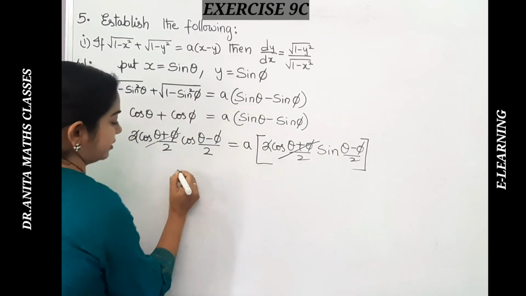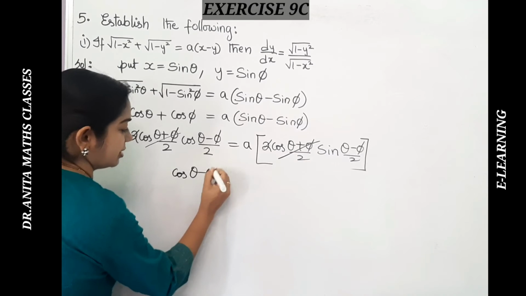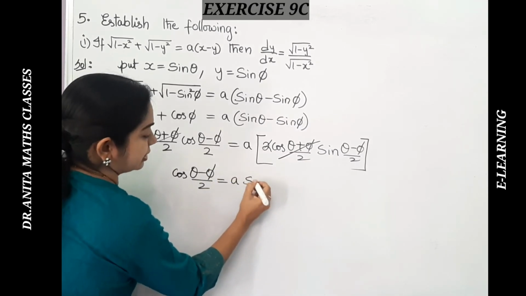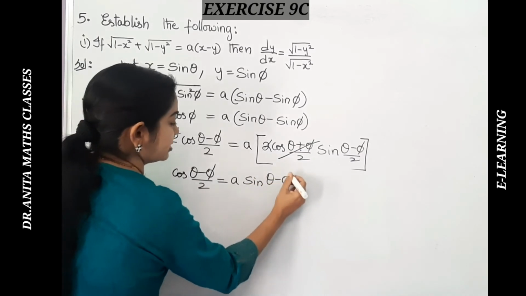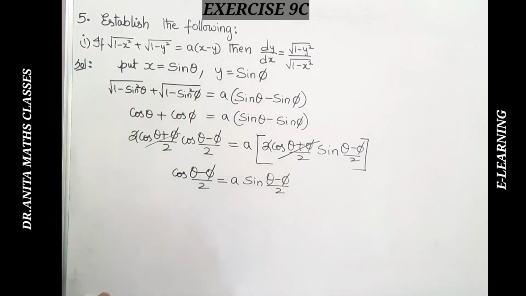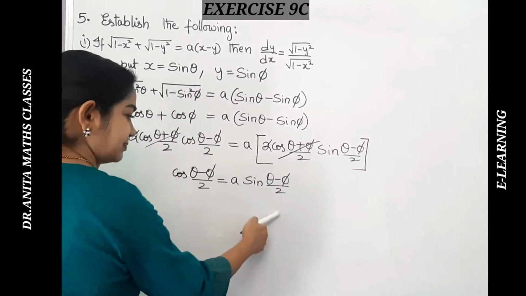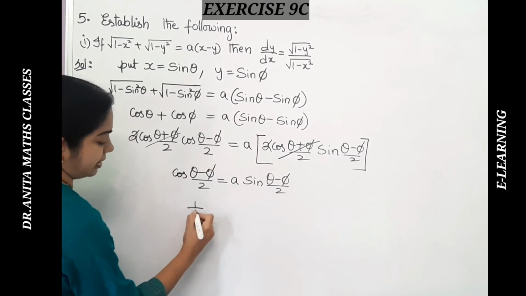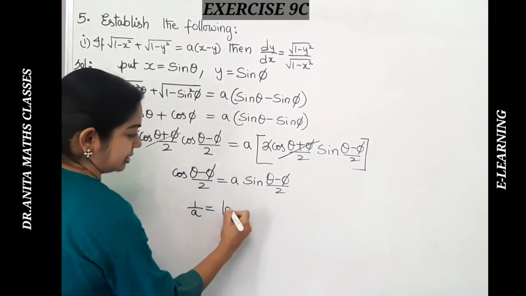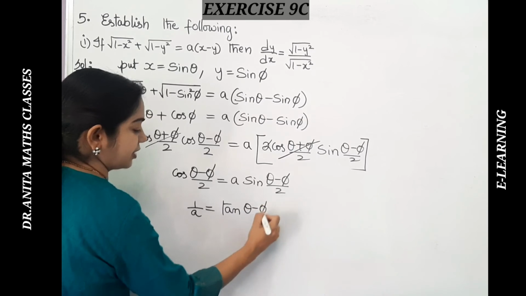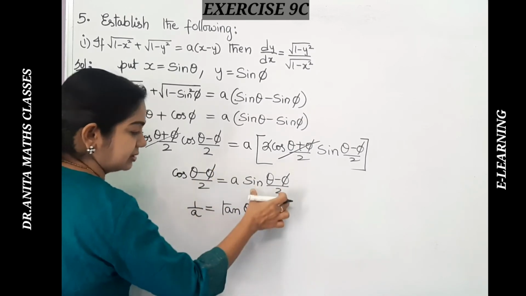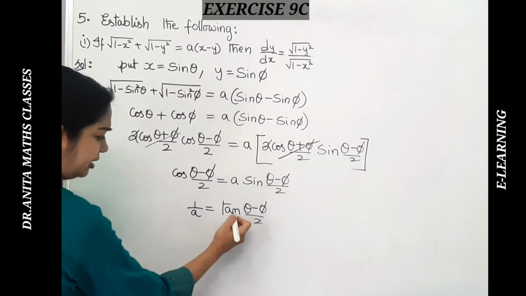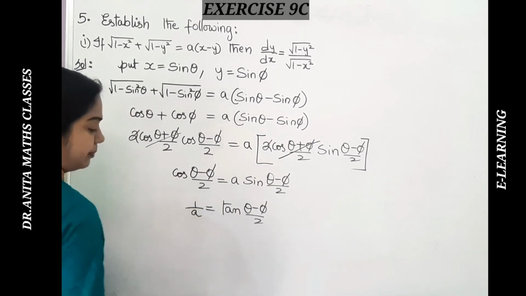Now what is left over? We have cos theta minus phi upon 2 equals a into sin theta minus phi upon 2. Now if I write this to this side, and this to this side, we will just cross it. 1 by a equals tan of theta minus phi by 2. So this cos comes here, and sin by cos becomes tan.